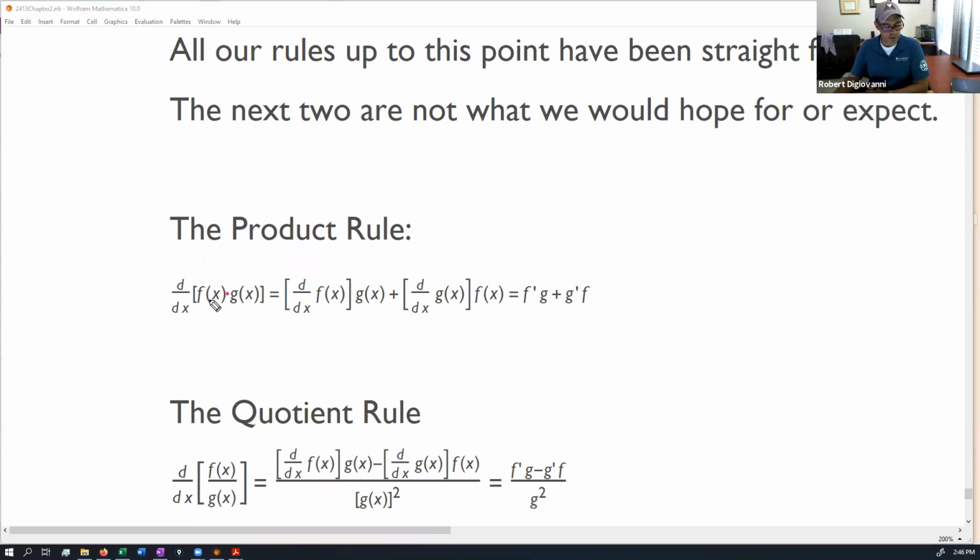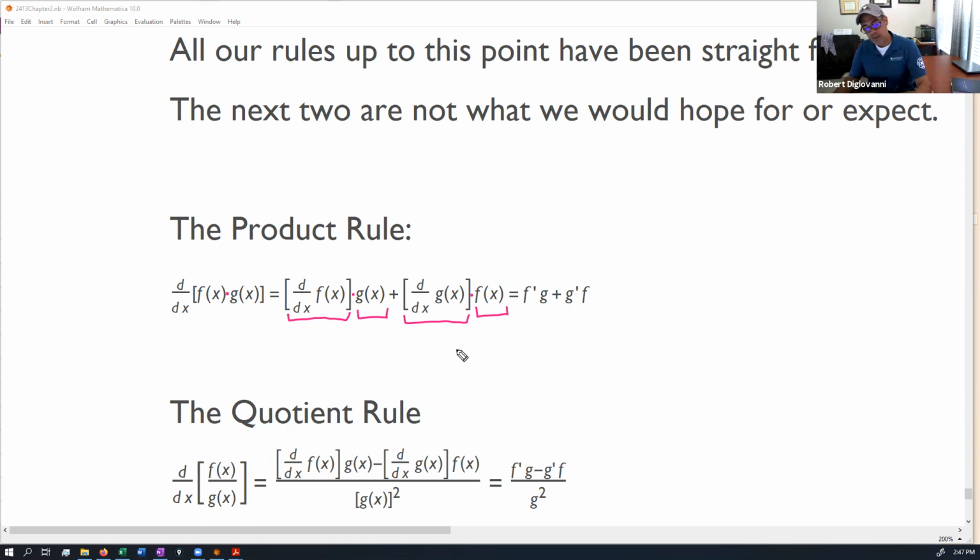times some other function, so two functions being multiplied, then what you're going to do, and this is where things get ugly, is first you're going to take the derivative of the first function f, and then multiply it times the g function, which is the second one, but you're not going to take the derivative of the g. So you take the derivative of the first one, f, multiply it times g. Then you add to that, now you take the derivative of the g function, and you multiply that times f, but you don't take the derivative of f.